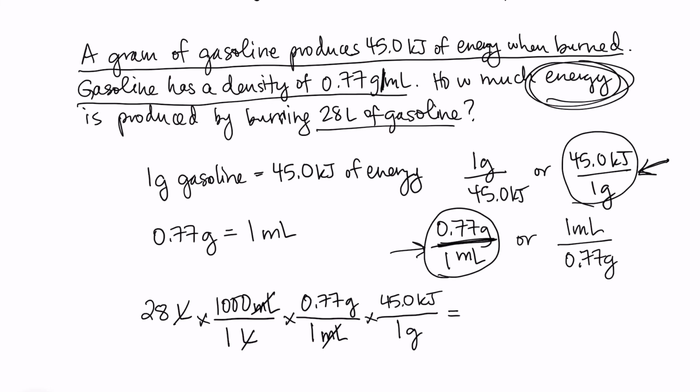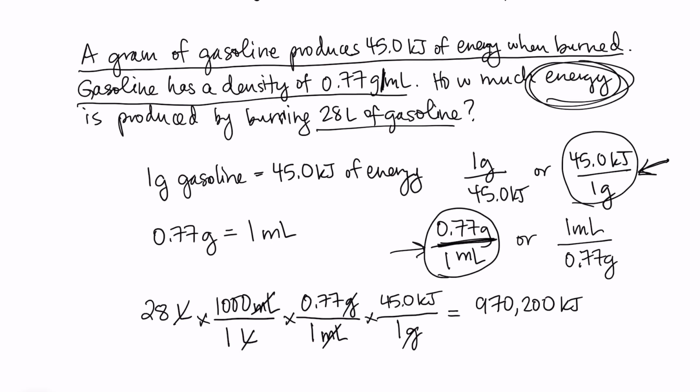So 28 times 1,000 times 0.77 times 45. And I get for my answer here 970,200 kilojoules. That's my number of kilojoules.